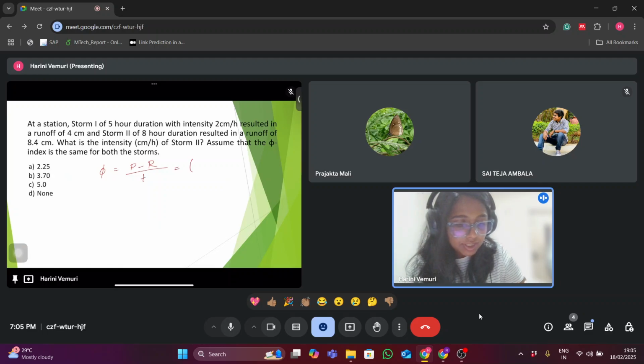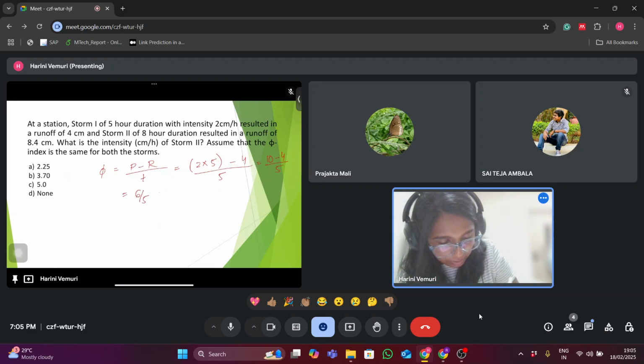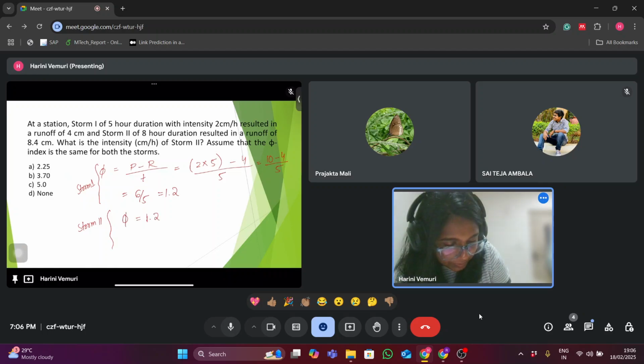Phi index is equal to total precipitation minus total runoff by time. So the precipitation intensity is given. To calculate the total precipitation, it is to be multiplied with time. Okay, 2 into 5 minus runoff is given as 4 and the duration of storm is 5. So it is 10 minus 4 by 5. So phi index we are getting as 1.2. So since for storm 1 the phi index is 1.2, they told us to assume that for storm 2 also, the phi index is 1.2.